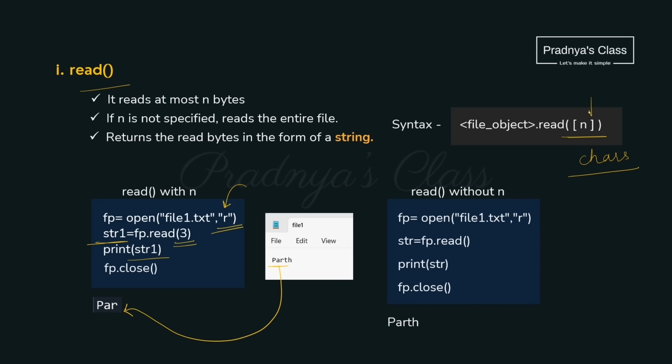This parameter is optional. If we don't provide it, what will happen? In that case, the whole content of the file will get read. The content will be in the form of a string.